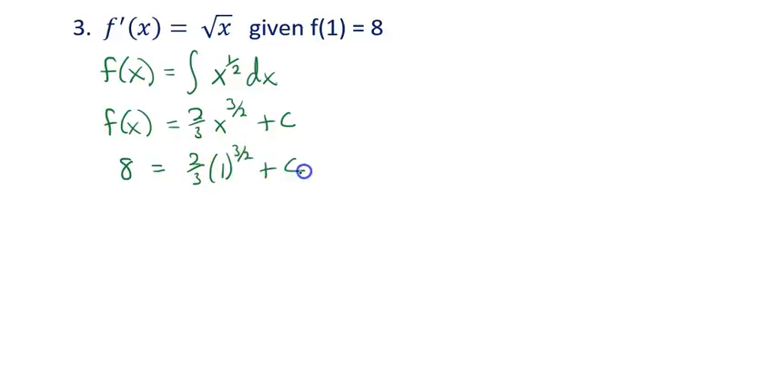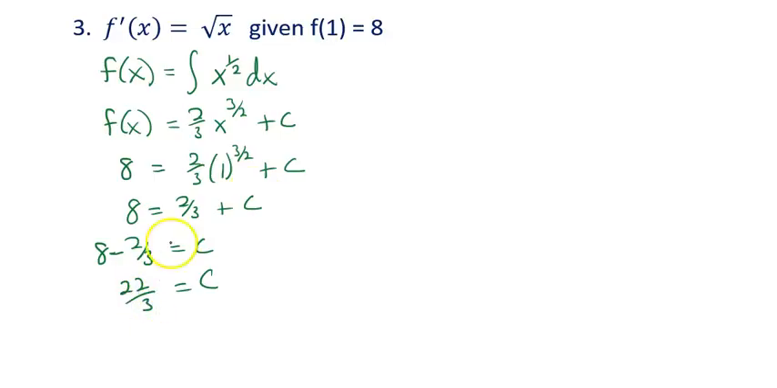it looks like this. And 1 to any power is 1, so 1 times 2/3 is 2/3. So I really have 8 equals 2/3 plus c, and then I want to subtract that 2/3, and I'm going to go ahead and use the common denominator, so 8 would be 24/3 minus 2/3 would be 22/3.